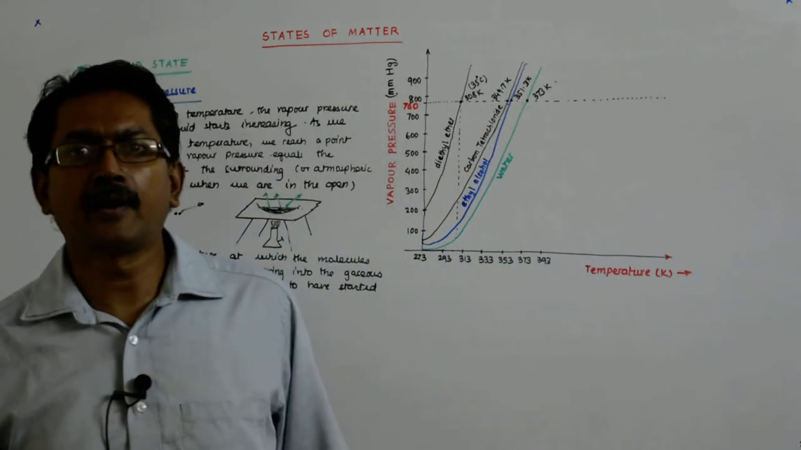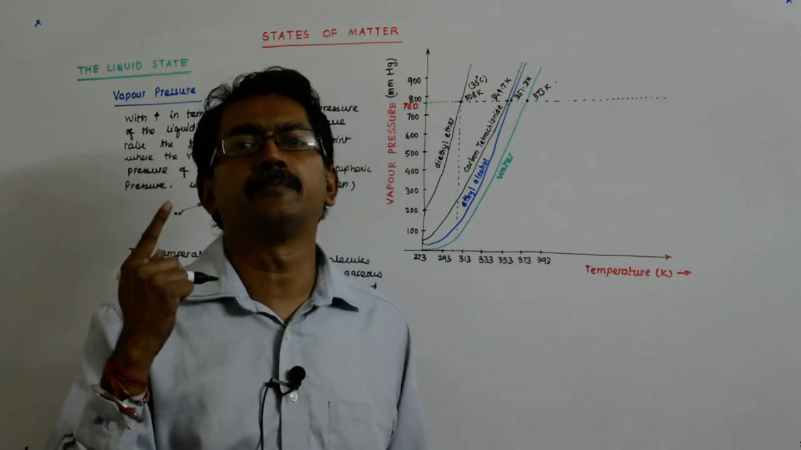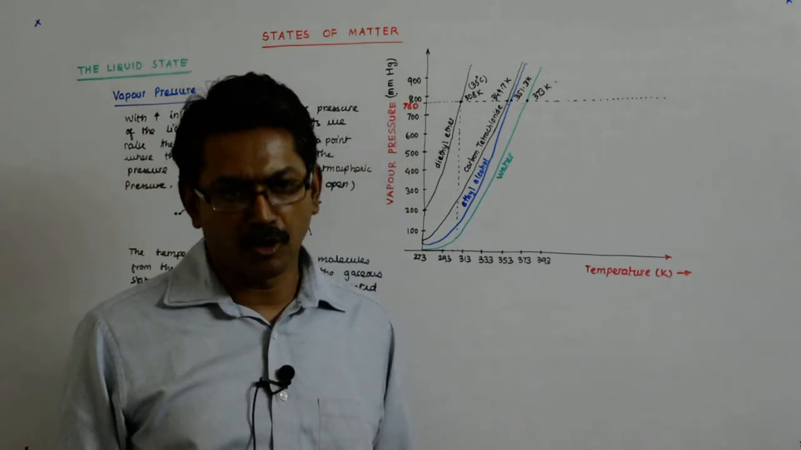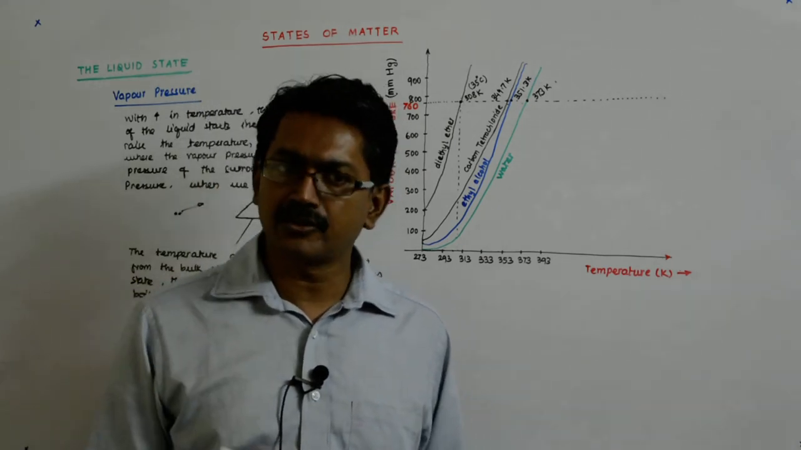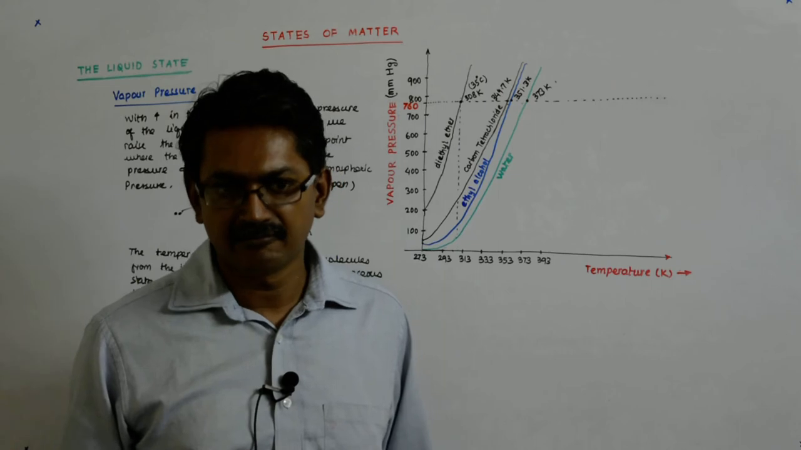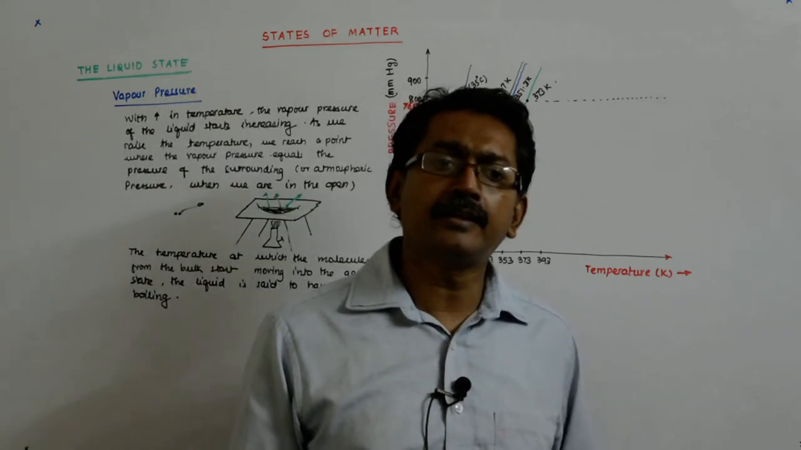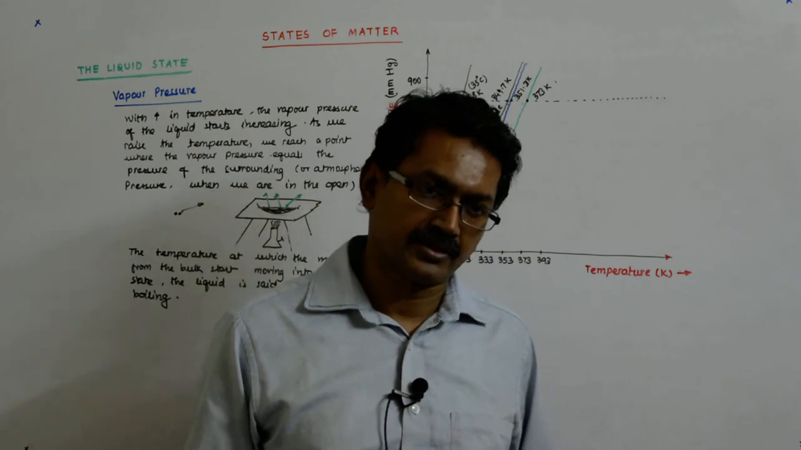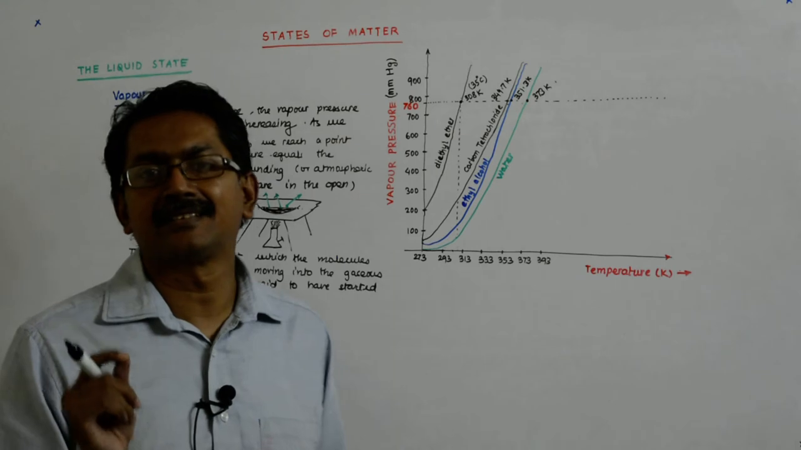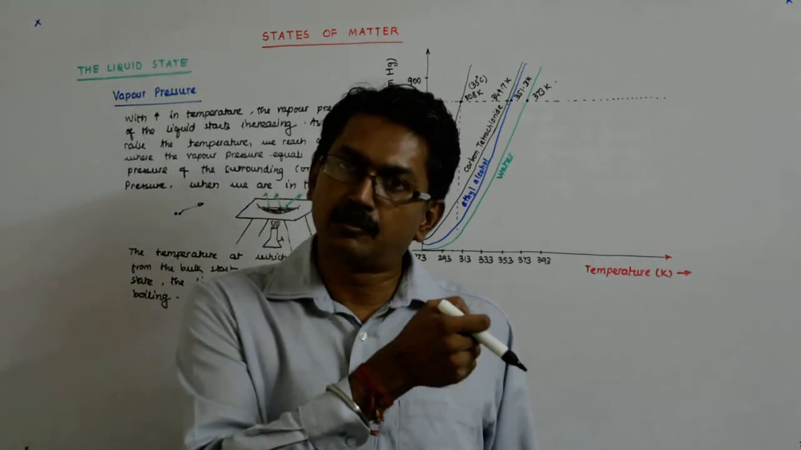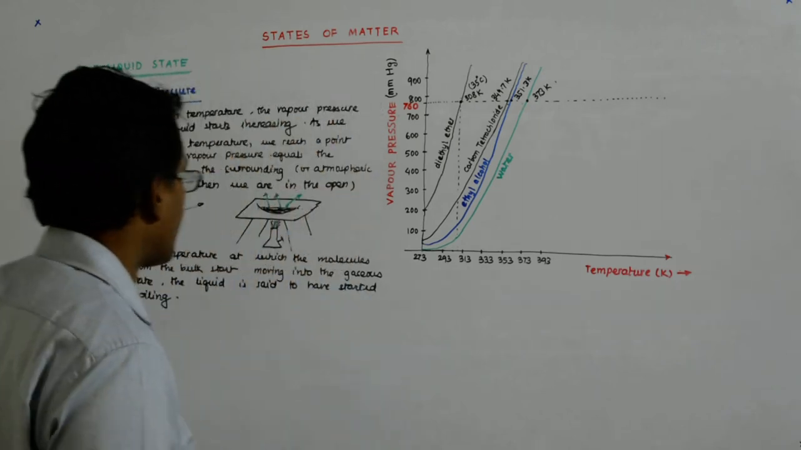So the boiling point is the temperature at which the vapor pressure of the liquid becomes equal to the atmospheric pressure. When it is equal to the atmospheric pressure, you call it the standard boiling point. When it is equal to 1 bar, you call it the normal boiling point. And since 1 bar is slightly less than the atmospheric pressure, the normal boiling point is slightly less than the standard boiling point. Understand?